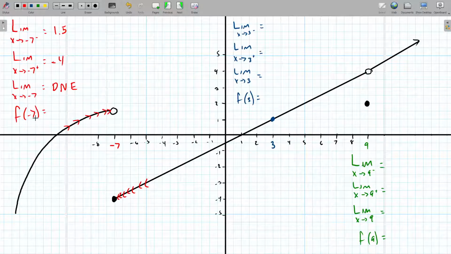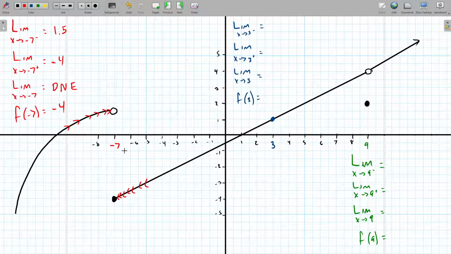Now, what about the actual functional value? What is the function actually at -7? What is f of -7? Well, at -7, we have 2 points, kind of. We have one that is an open circle and one that is a closed circle. So if you remember how piecewise functions work, the open circle just means that we're getting infinitely close to -7, but we're not actually there. So at -7, we're actually down here at the closed circle point of -4.